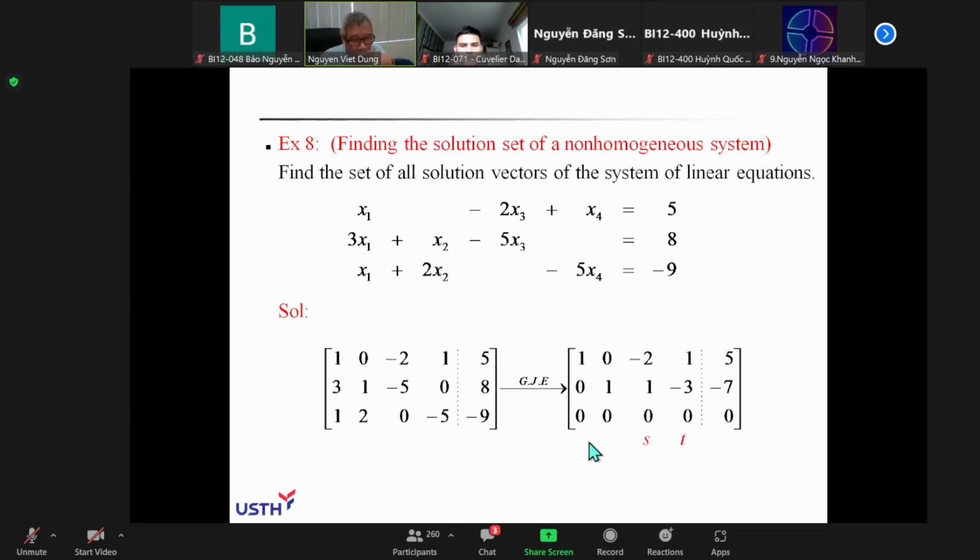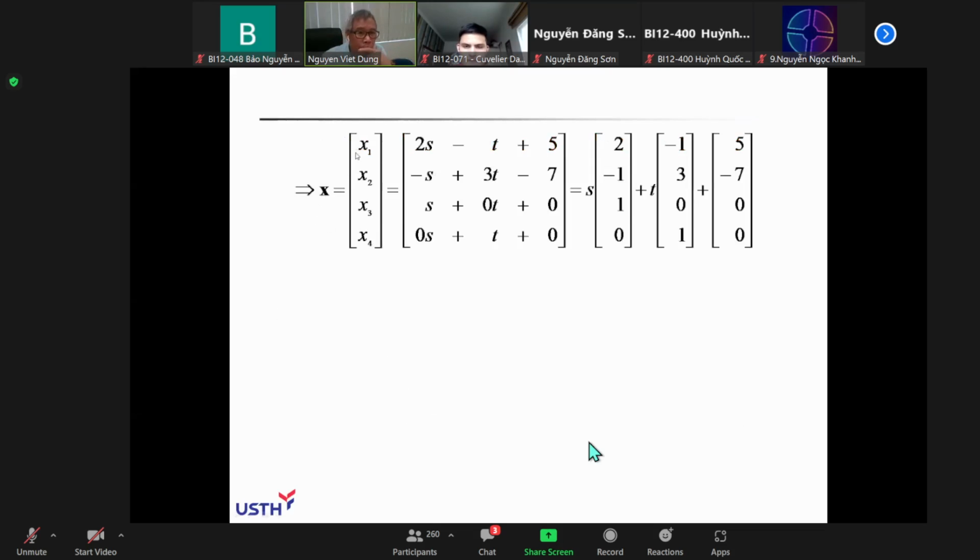Then you see, we have the first column and the second column containing the leading one. So the third and the fourth column do not contain the leading one, which means the third and the fourth variable will be free. Free means we can give it any value. Now I give x3 the value s and x4 the value t. And we continue to solve the system. We get a solution like that.